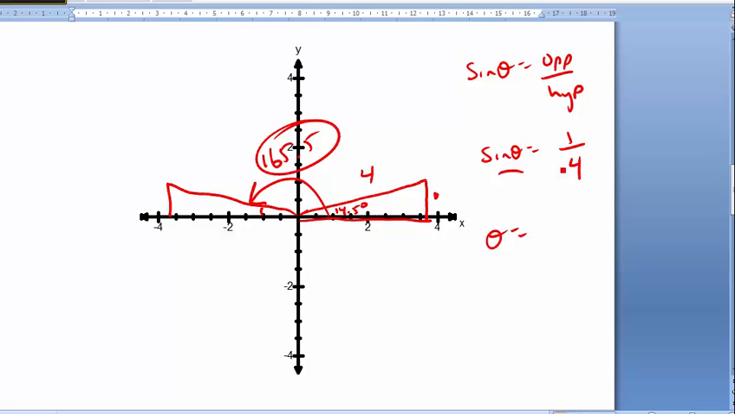Alright, so let's double check. Sine of 14.5 gives me 1/4, and sine of 165.5 also gives me 1/4. So I can check afterwards, but if they ask me what are the two angles, theta can equal 14.5 degrees, but it can also equal 165.5 degrees.